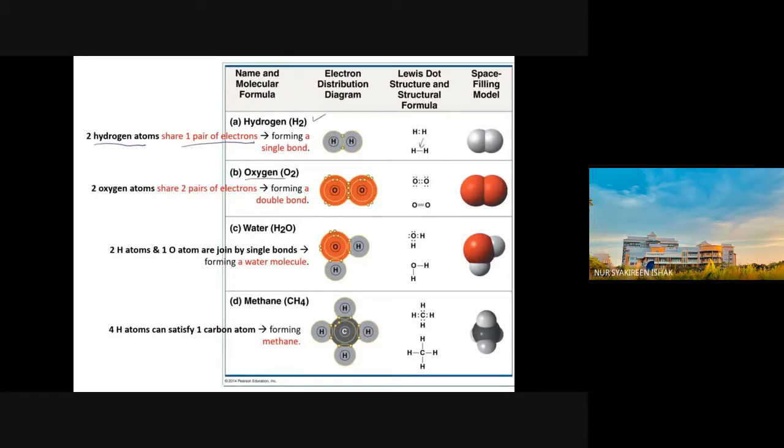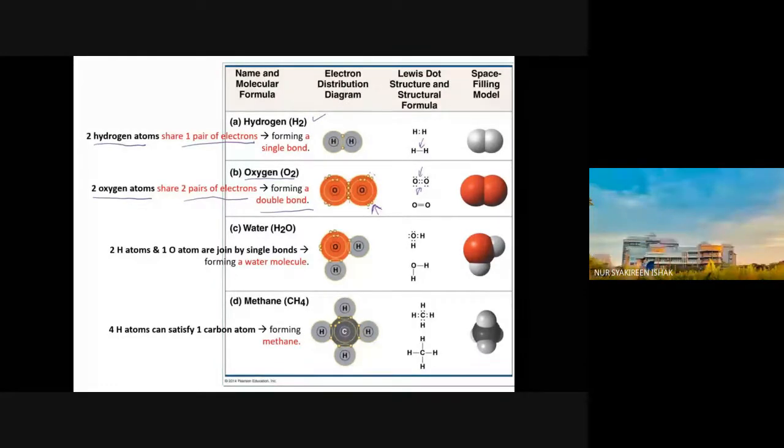The next molecule is oxygen molecule. So oxygen molecule is formed when two oxygen atoms share two pairs of electrons to form a double bond. So for one oxygen molecule, it shares two pairs of electrons in order to satisfy the octet rule. So each of the oxygen atoms now has a complete 8 valence electrons. 1, 2, 3, 4, 5, 6, 7, 8. So it has to satisfy the octet rule.